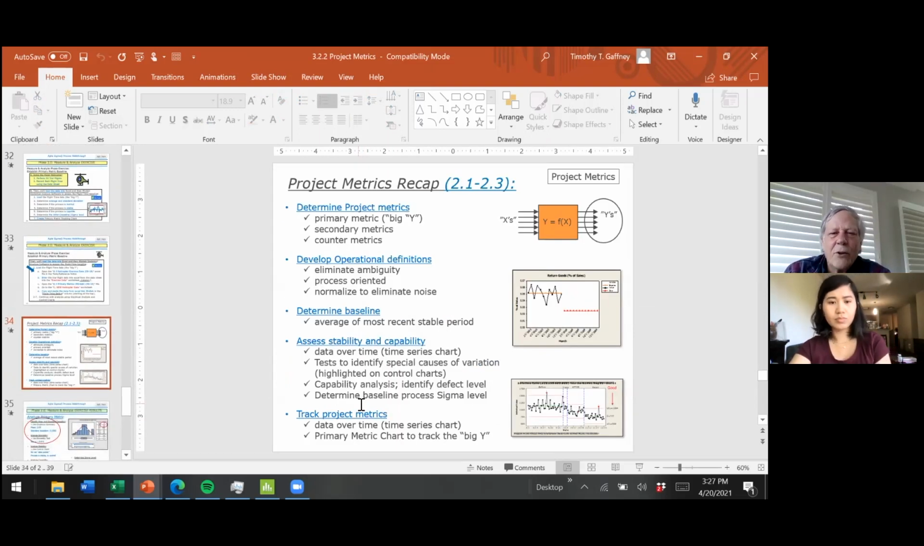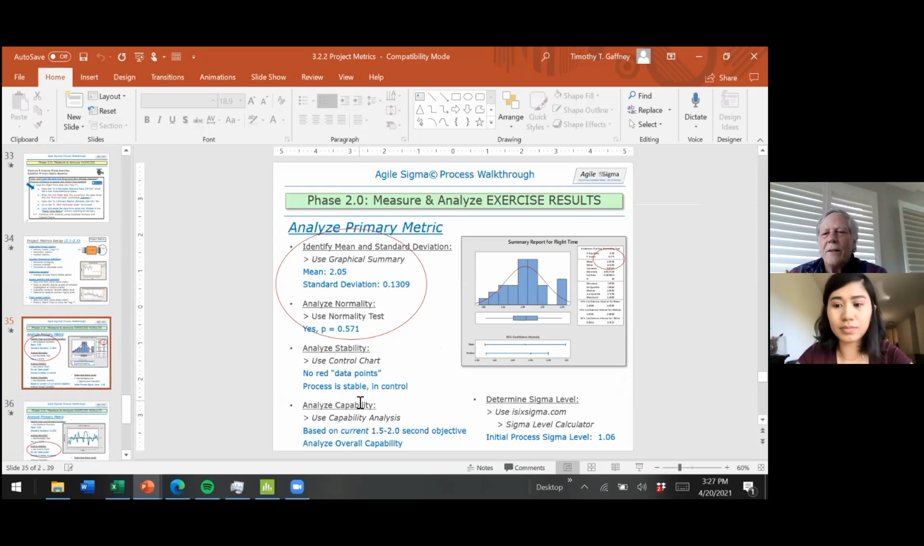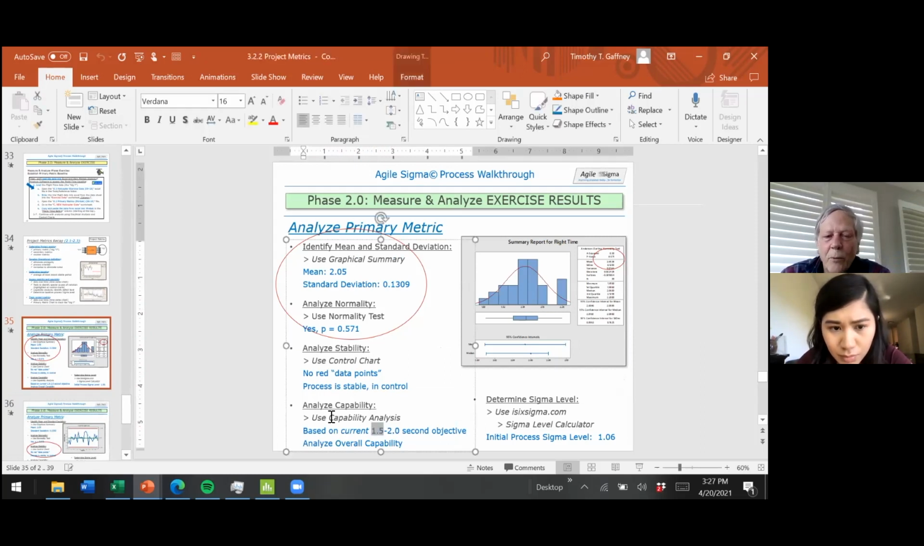So this is the standard stuff that we do when we check a process, or a patient, into the hospital. First, we do the graphical summary, and we assess the normality, and we assess what the mean and the standard deviation are. Then we assess stability using a control chart, just like we just did, looking for no red data points. If it's stable and in control, then we know its baseline. We analyze capability, which will use the capability analysis, and we'll set the customer limits here at 1.5 to 2.0 seconds for the flight time. And then we'll assess its sigma level using the I6 Sigma calculator. Pretty cool, huh?